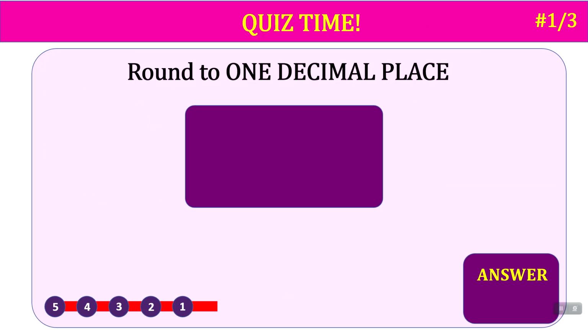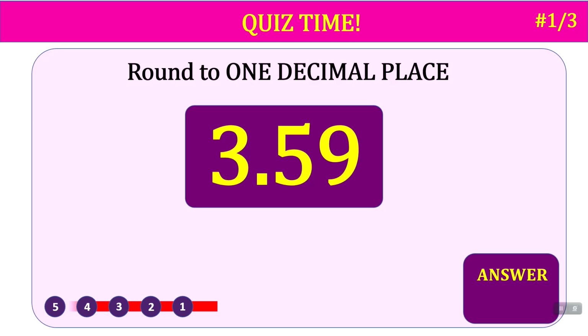And now it's quiz time. You have 5 seconds to answer the following. Round to one decimal place. 3.59. Time's up. The answer is 3.6.